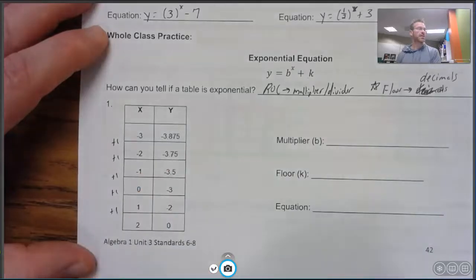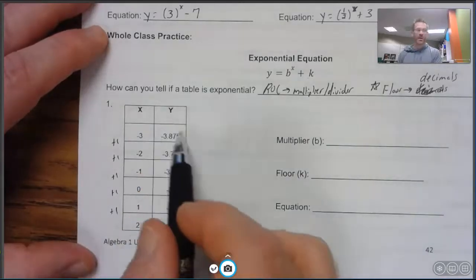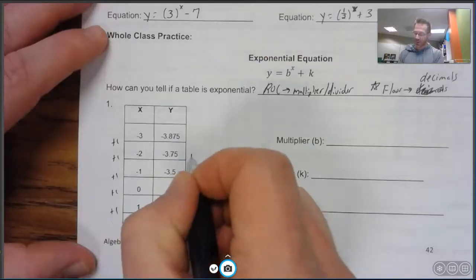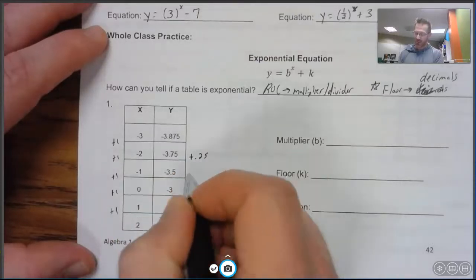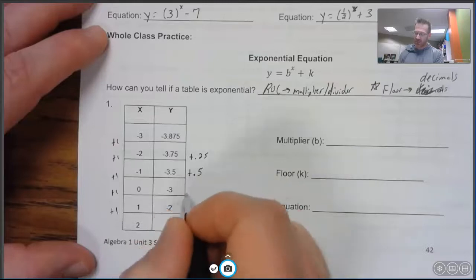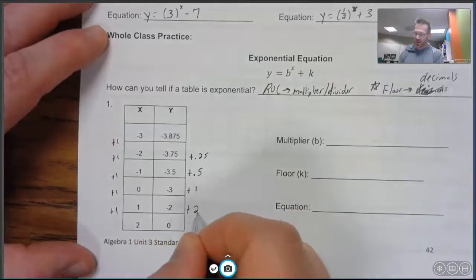So all my x's are going up by 1. Now, some of these decimals are hard to see, but this is an increase of 0.25, and this is an increase of 0.5, and then an increase of 1, and then an increase of 2.